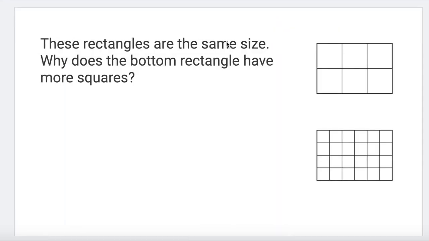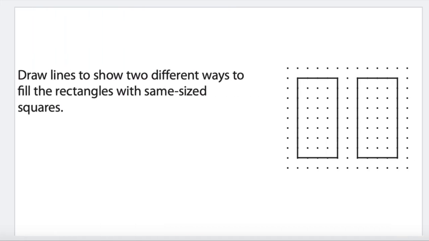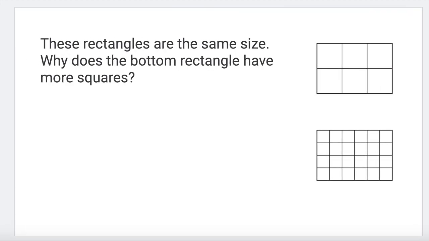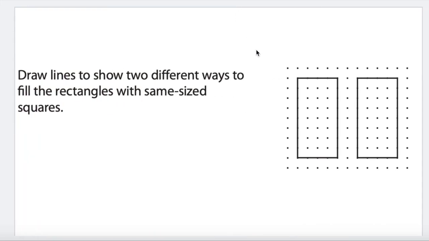On this page, there's a thinking question. These 2 rectangles are the same size, but the bottom rectangle has more squares. Why is that? Put your answer in here using a sticky note or a text box. And last one, draw lines to show 2 different ways you could fill these rectangles up with same size squares. Think about the last page where some were bigger and some were smaller, and see if you can use that to help you draw lines and fill these up with equal size squares.